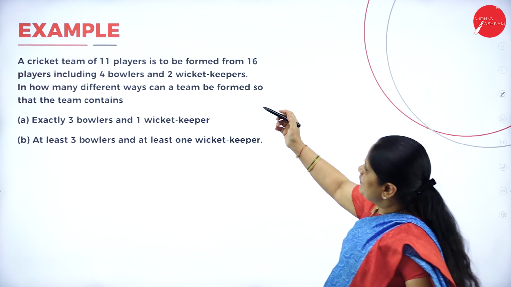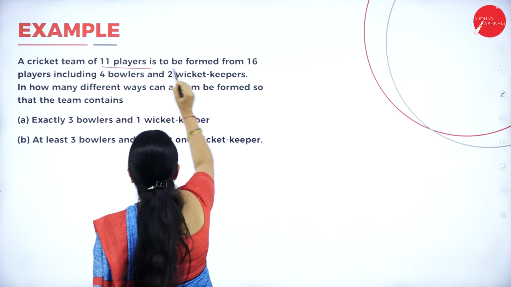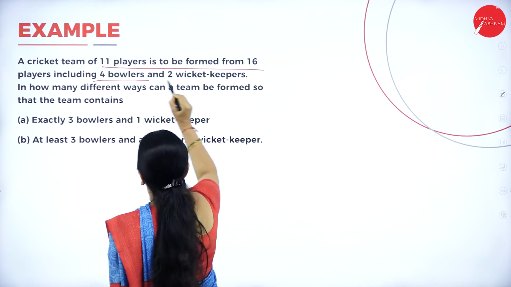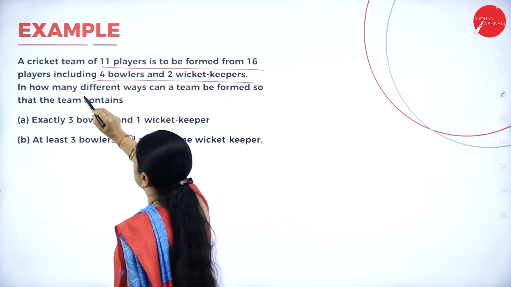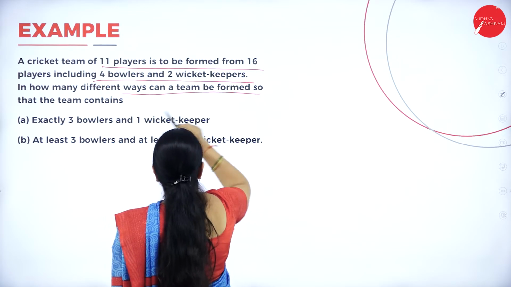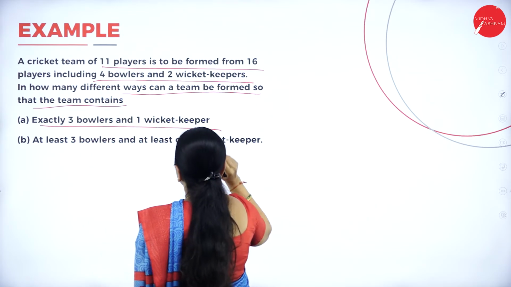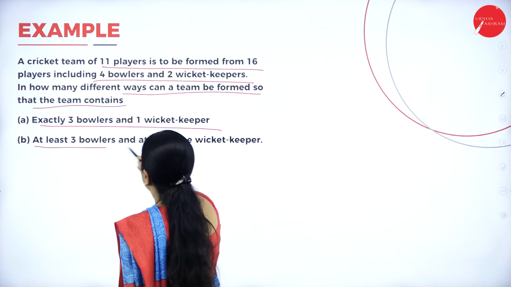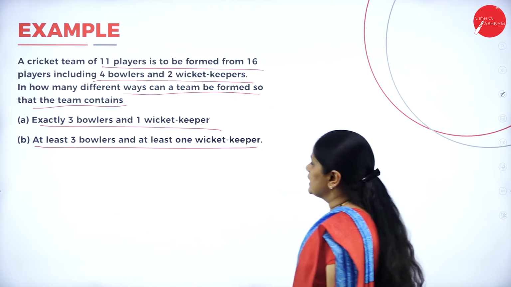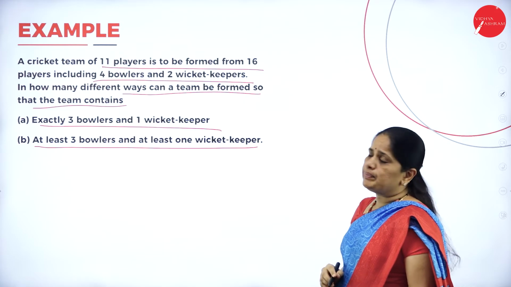Now, the next problem. A cricket team of 11 players is to be formed from 16 players including 4 bowlers and 2 wicket keepers. In how many different ways can a team be formed so that the team contains exactly 3 bowlers and 1 wicket keeper, at least 3 bowlers and at least 1 wicket keeper?